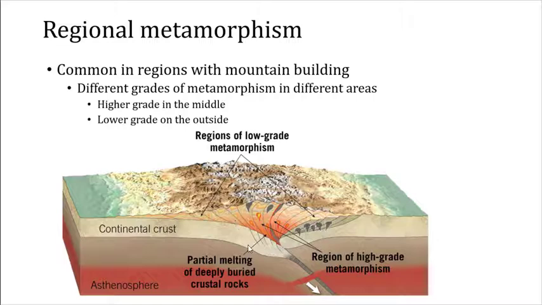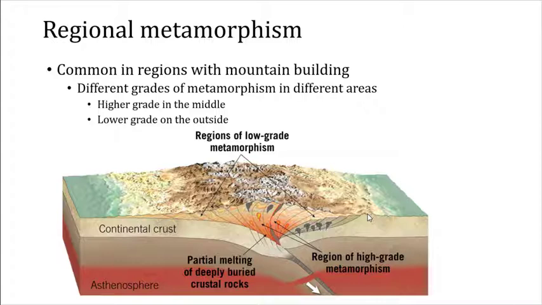Now the interesting thing about this is in here in the middle, yeah, you're going to get high grade metamorphism. It's going to be deep, and you're going to get high grade metamorphism as you work your way outward from this mountain range. The metamorphic grade goes down. Right, and so yes, if you're in the Appalachian Mountains proper, you're going to find high grade metamorphic rocks. If you go east or west, as you work your way east or west out of the Appalachian Mountains proper, the metamorphic grade of the rock goes down.